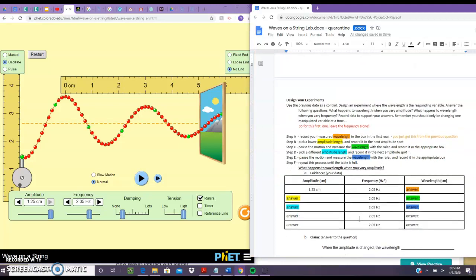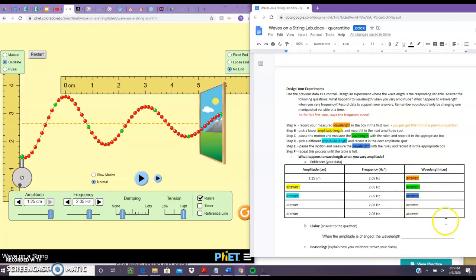Down here, we are going to change my amplitude. I'm going to keep my frequency the same. I'm going to see how that affects my wavelength. So look at the colors here. Take it step by step. Answer the questions in order, and the appropriate color answer is matched down here.